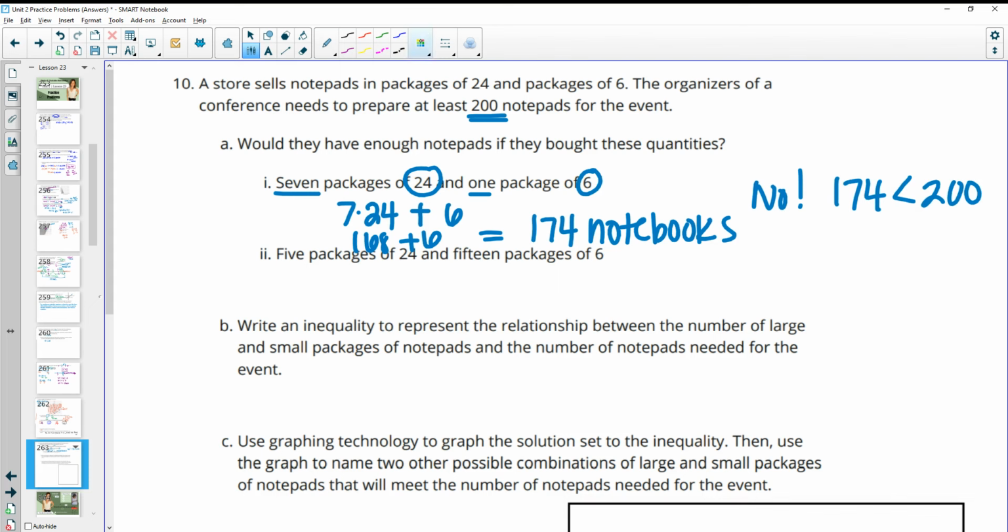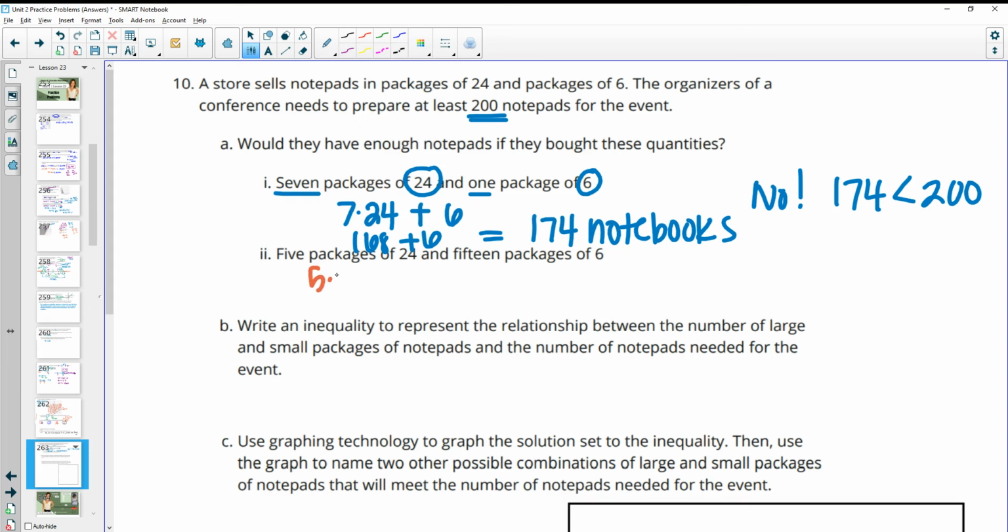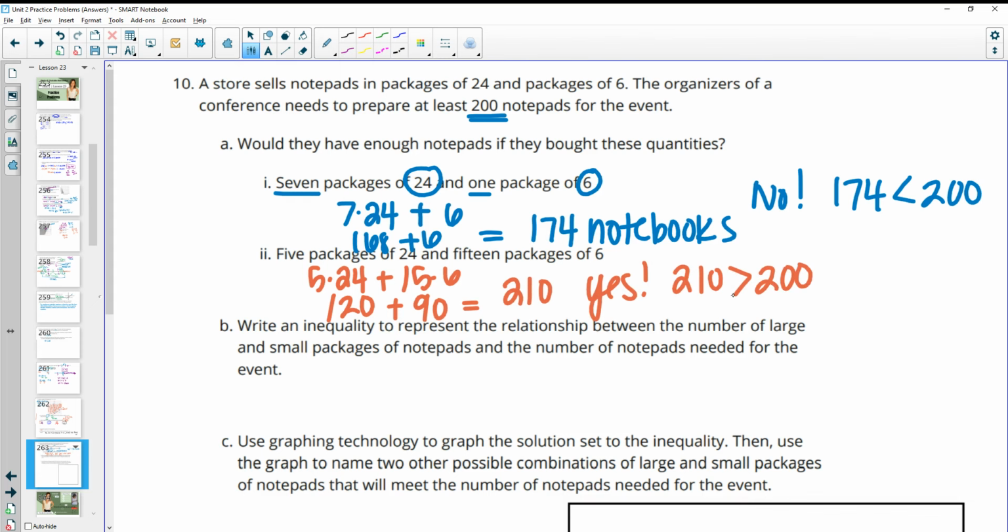So then this next one asks us, what if we had 5 packages of 24 and we had 15 packages of 6? So 5 times 24 would give us 120 notebooks, and 15 times 6 would give us 90 notebooks. This equals 210. This is good because 210 is greater than or equal to the 200 that we needed. So that'll give us enough.